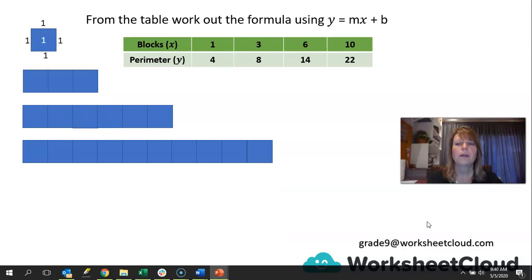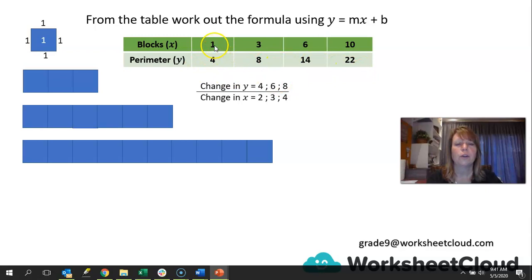Okay, the next step is, from the table, to work out the formula using the structure y is equal to mx plus b. So there's our table, and there are our blocks again, just so that we can refer to them. The first thing we do is look at the change in y over the change in x. So we look at the change in y. 4 to 8 is 4, 8 to 14 is 6, 14 to 22 is 8. Okay, that's for your y value.